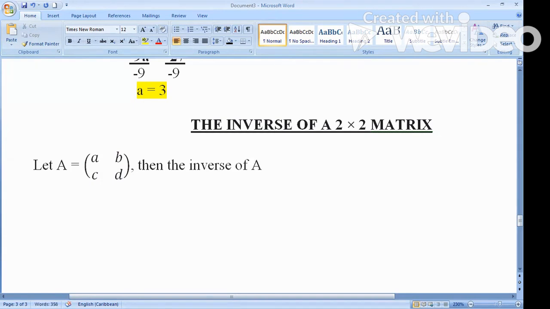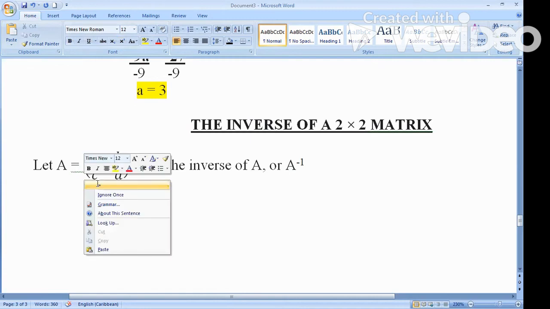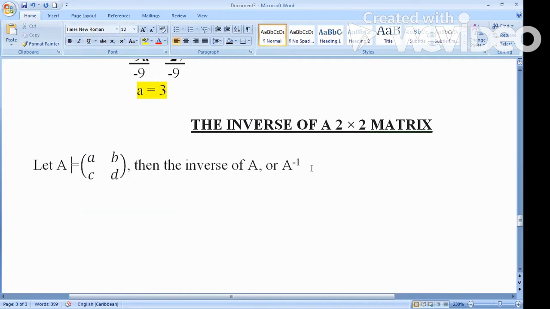Another way of writing the inverse of A is A to the -1. So A to the -1 means the inverse of A. Remember, it doesn't have to be A. It could be any letter. As a matter of fact, it doesn't have to be a letter. They could just give you a matrix and ask you to find the inverse.